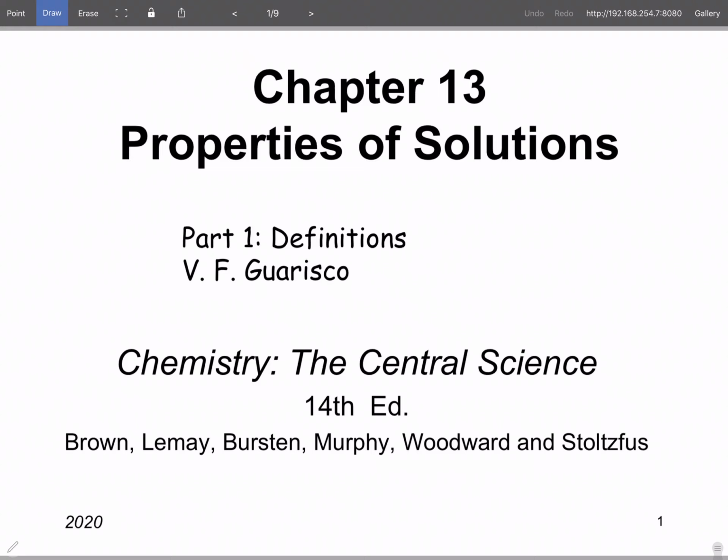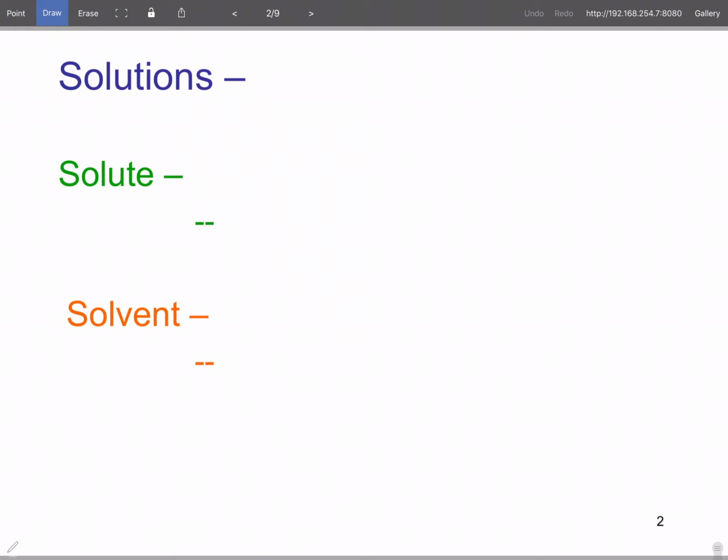Which is properties of solutions. Back in chapter 4, we introduced you to solutions with respect to molarity. We're going to take that way farther because there's a lot more to solutions than that. So we're going to start with our definitions.